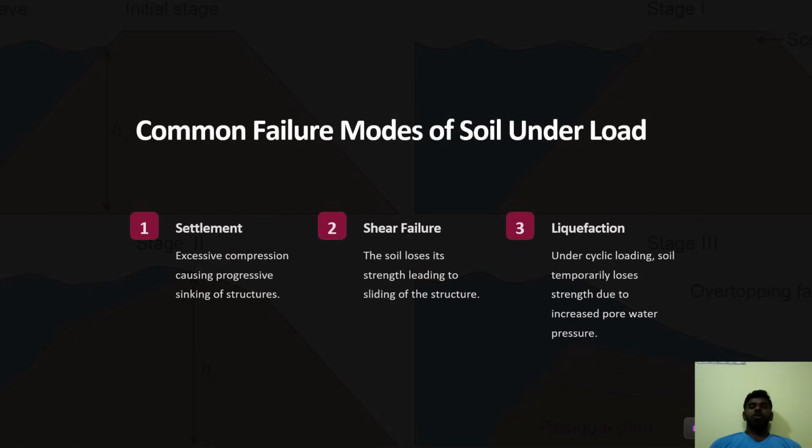Common failure modes of soil under loads. Settlement. Excessive compression causes progressive sinking of structures. Shear failure. The soil loses its strength, leading to sliding of the structure. Liquefaction. Under cyclic loading, soil temporarily loses strength due to increasing pore water pressure.